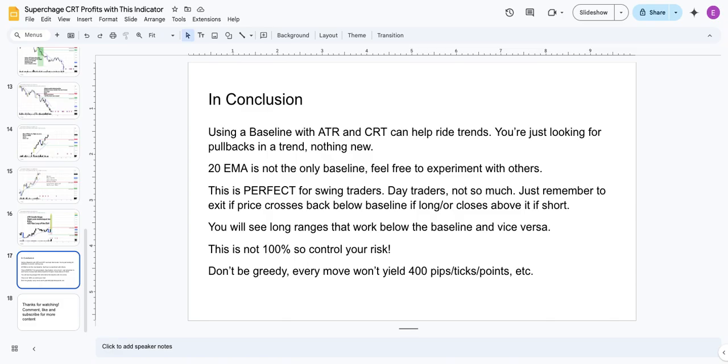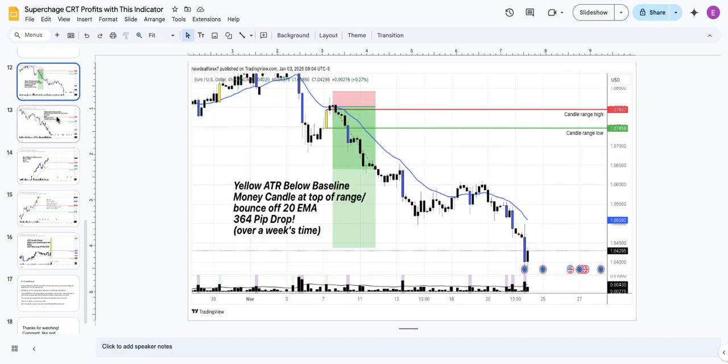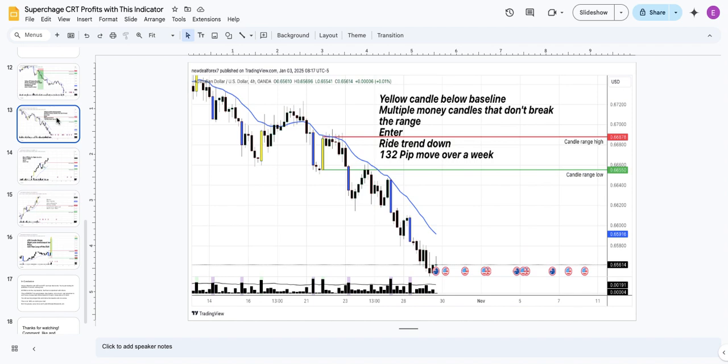Okay, so this method is not 100%. So please control your risk and don't be greedy. Every move is not going to look like this one. This is not an everyday occurrence. You're not going to get 400 pips every single day. Not going to happen. At the best, I'd say between maybe 150 to 200 would be decent.